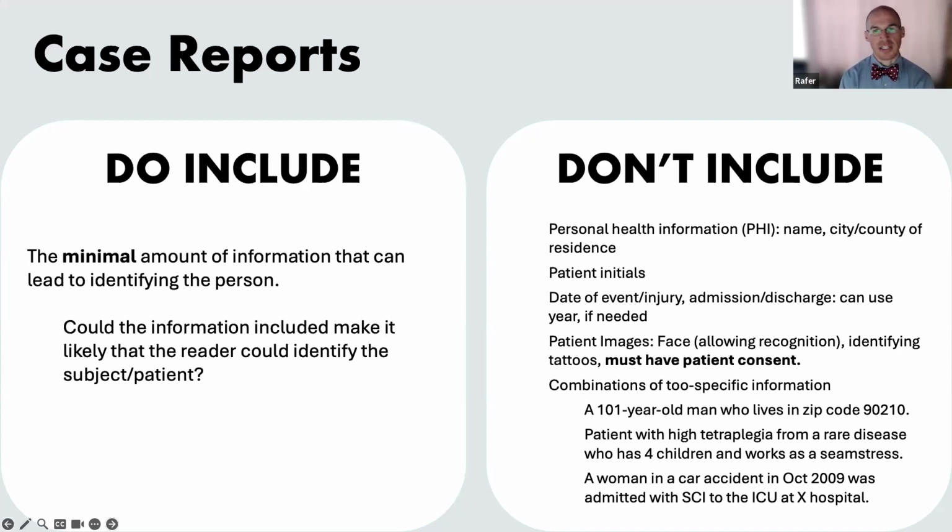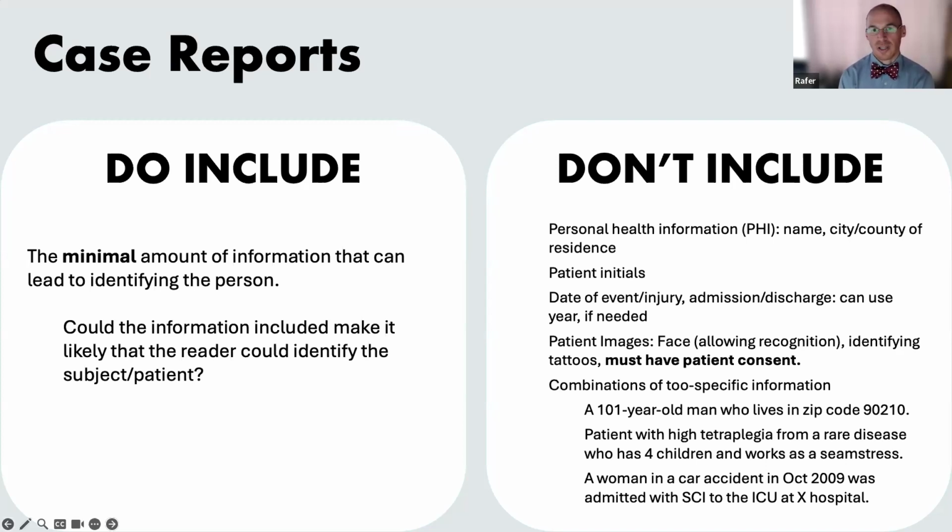So with that in mind, there are many things to not include. One is specifically do not include personal health information, or PHI. That includes things like a person's name or city or county of residence, because that is too restricting in being able to provide information that can lead to identification of a person. Likewise, don't include a person's initials.